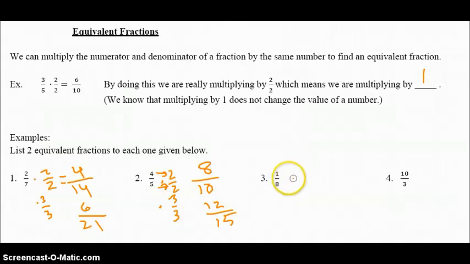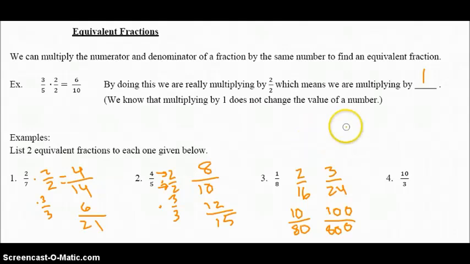An equivalent fraction of 1/8 could be 2 over 16. I just multiplied top and bottom by 2. Another one could be 3 over 24. Another equivalent fraction I want to point out is 10 over 80. Doesn't that reduce to 1/8? Absolutely. Another one, 100 over 800. Still equivalent, because if you plug it into the calculator, you're still going to get the value of 1/8. It's the amazing thing about equivalent fractions. And lastly, 10/3, you can do 20 over 6. We can do 30 over 9, and so on.